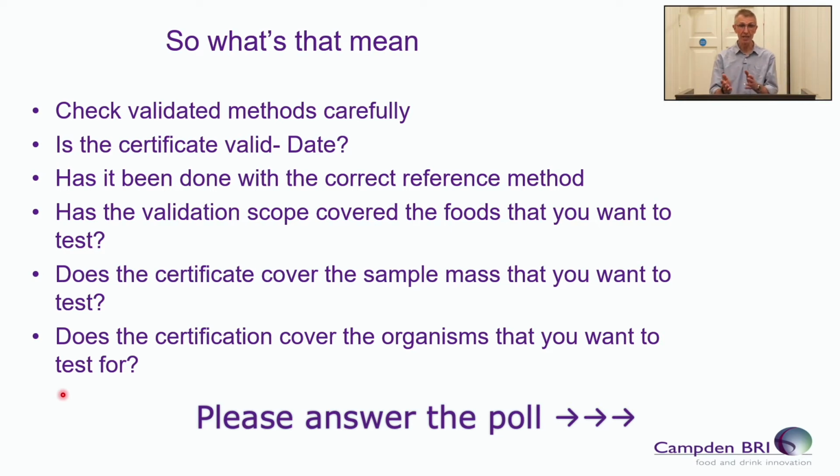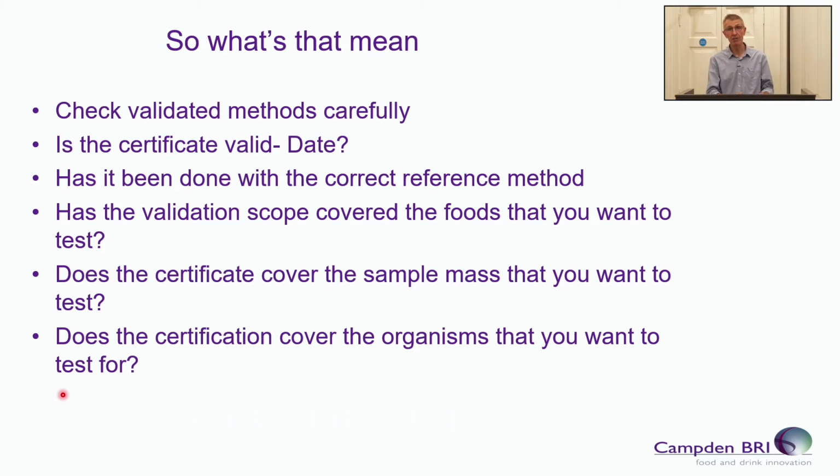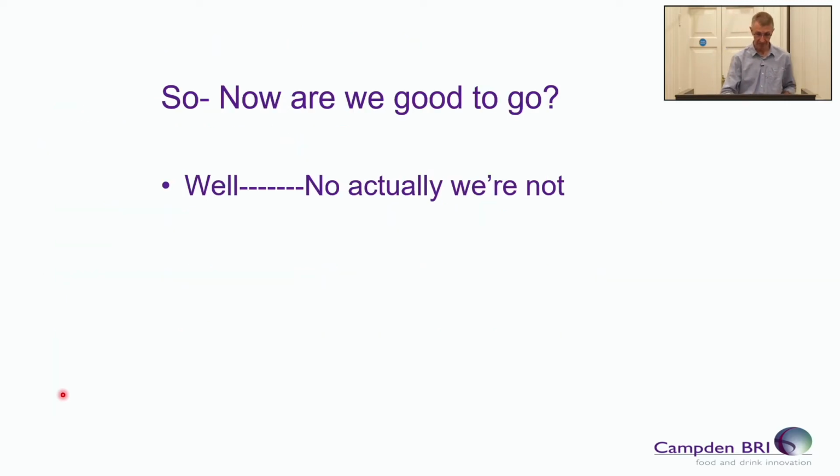It's really important because as we look at some methods, particularly for things like O157, STEC and Salmonella, we may see the sample weights increasing. Maybe people want us to test 375 grams, not 25 grams. If it's only been validated for 25 grams, it's not valid for use with 375 gram samples. You can test with lower sample masses, not higher sample masses. Another good one to check. And does the certification cover the organisms that I want to test for? Really key things to think about.